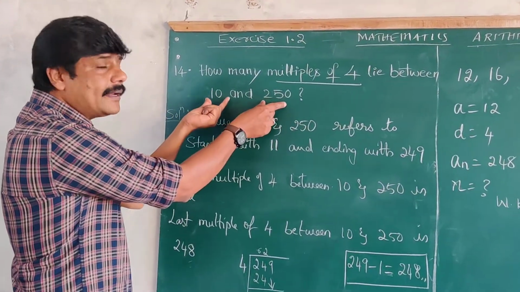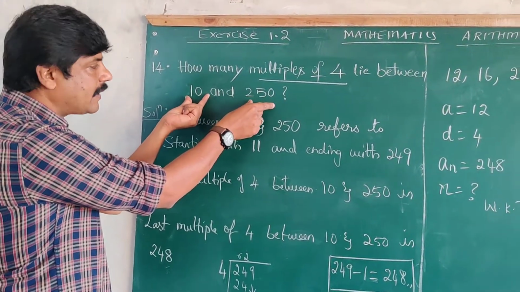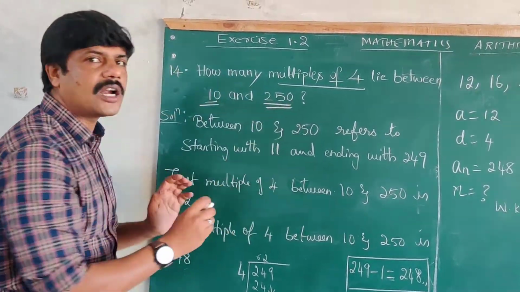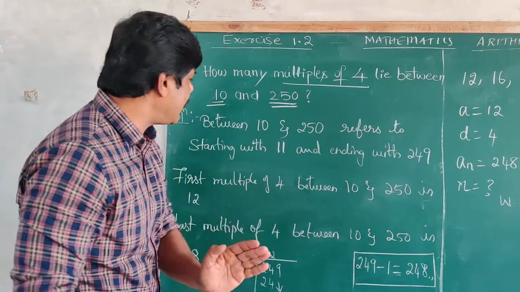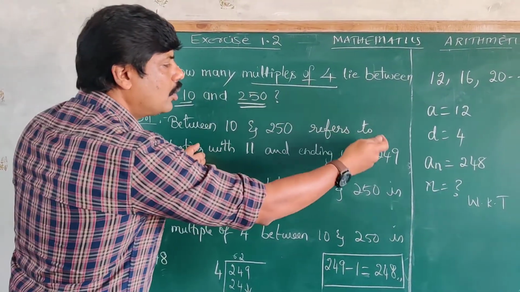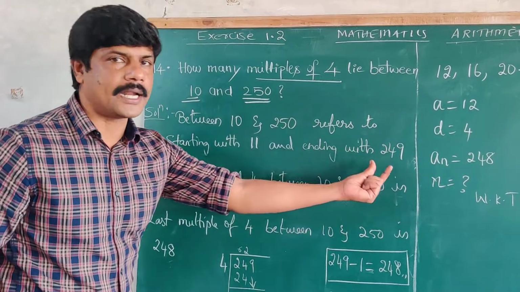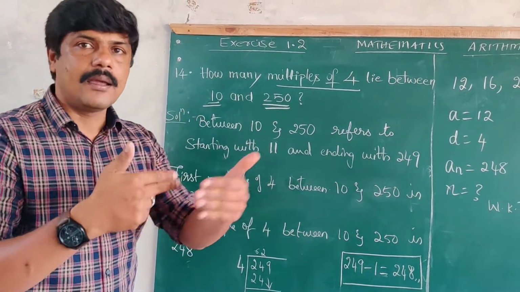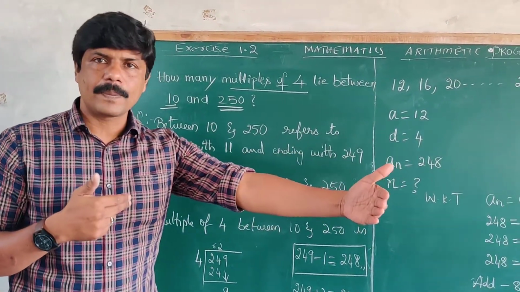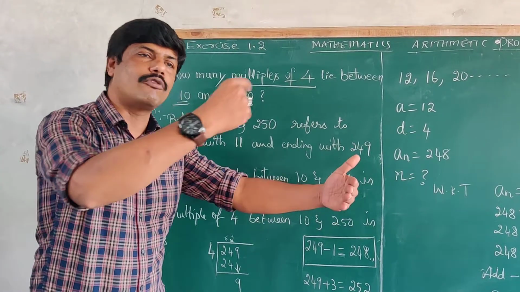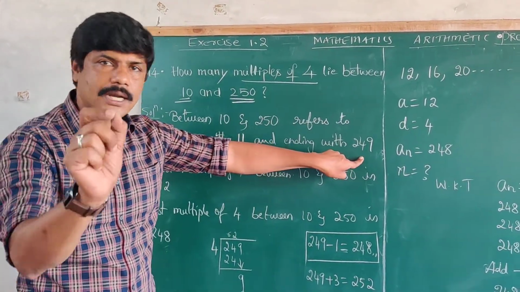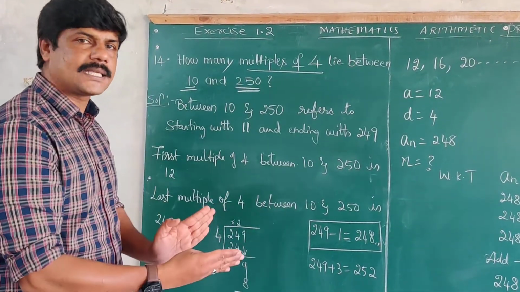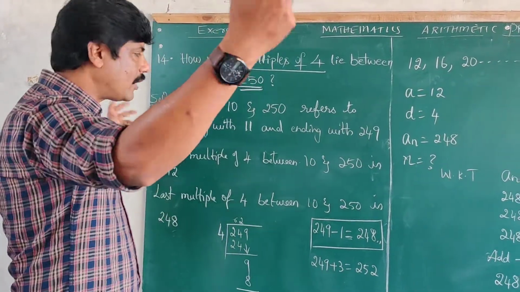Now, it is asked between 10 and 250. Between 10 and 250 means 10 and 250 should not be considered. The numbers to be considered are from 11 to 249, that is 11, 12, 13, 14 up to 249. Understand, children? Whenever it is asked between, neglect 10 and 250 and write down whatever numbers lie in between, that is 11, 12, 13, 14, 15 like that.